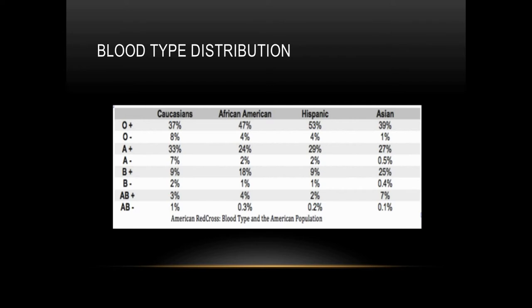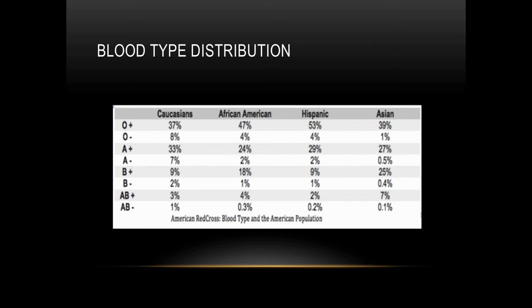So this is just an interesting chart looking at the actual blood type distribution amongst different races. As we can see, the most common blood type across any race or ethnicity is O positive, and that's anywhere from 37% all the way up to 53%. Going down to the most rare, which is AB blood type in general, but AB negative is really the most rare. That's anywhere from 0.1% to 1% of the population.